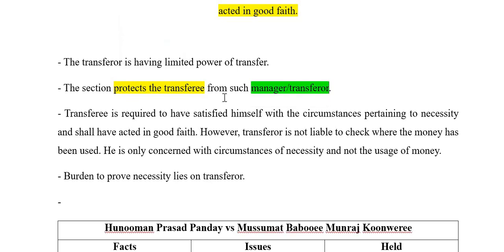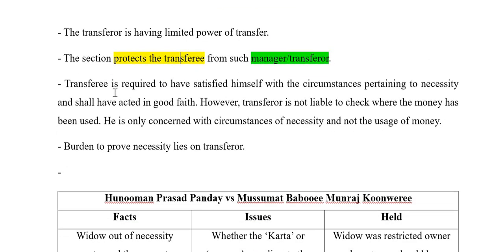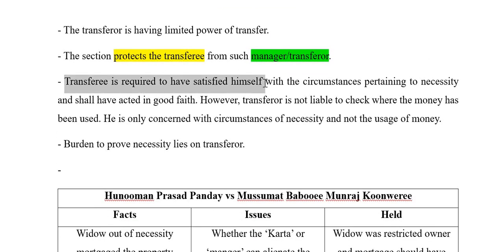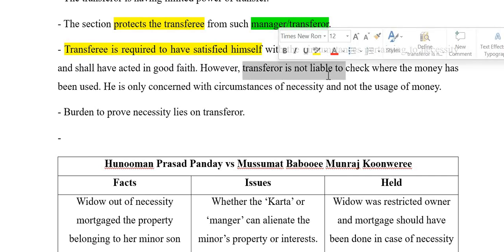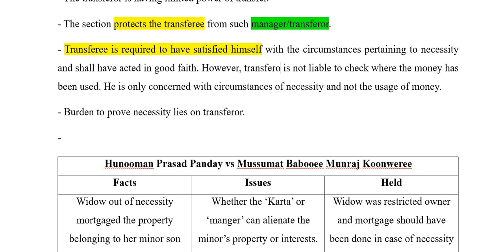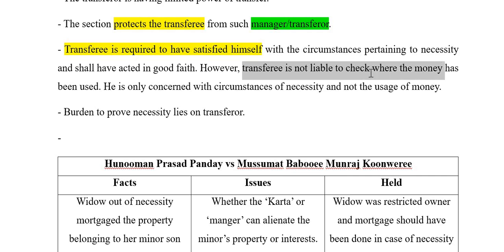Look, technically you can say that the transferor is also being protected because he can say that necessity was there, so he made the agreement, whatever. But the basic scenario comes to this part also. Then the transferee is required to have satisfied himself, meaning reasonable care has been taken by the transferee. Now this is one important point. The transferee is not liable to check where the money has been used.